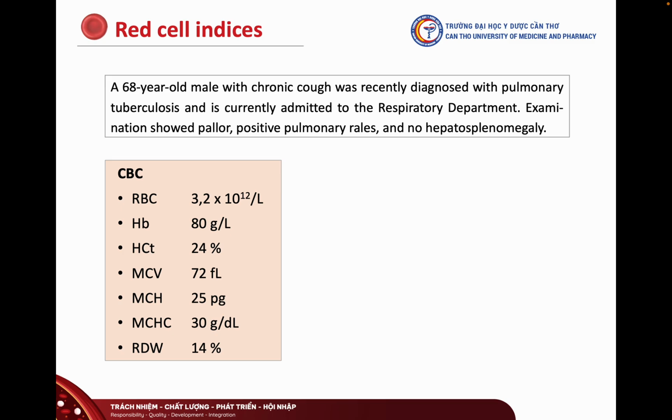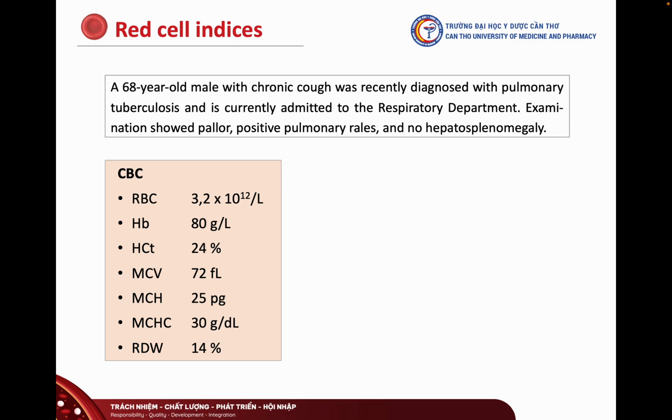Okay, now we have a next case. A 68-year-old male who's been admitted to the respiratory department. He has a history of chronic cough and was recently diagnosed with pulmonary tuberculosis. And important details: on examination, he appeared pale, and you can hear pulmonary rales on auscultation.